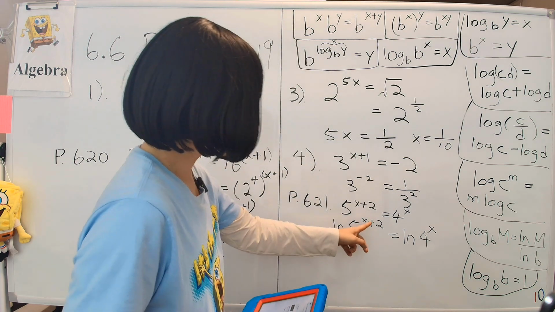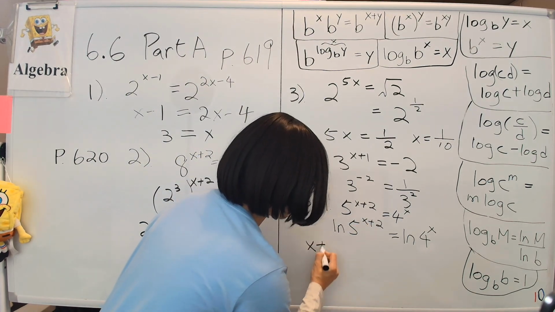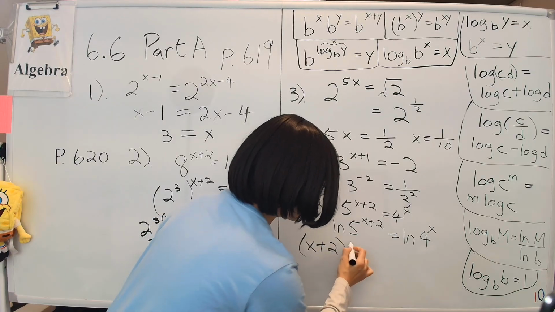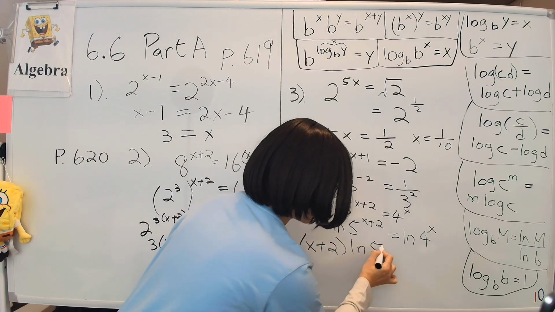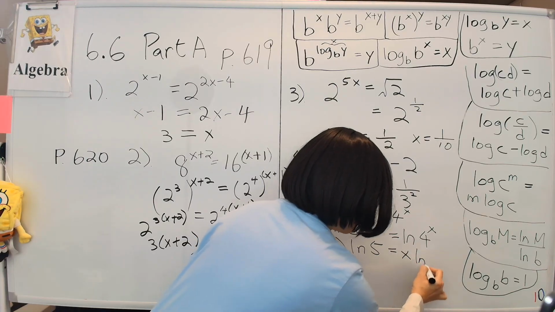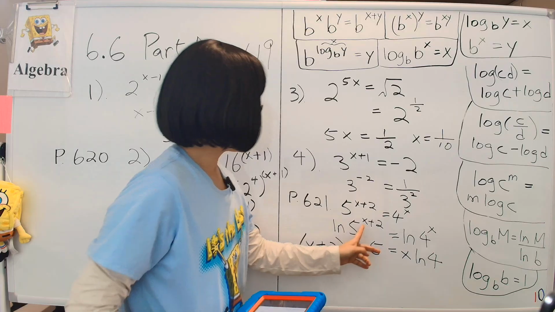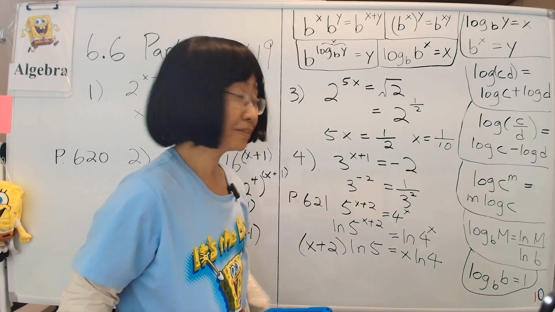And that's what we're going to do. Well, so this becomes x plus 2 is now down here. Let's put it in parentheses. Okay, natural log of 5 equals, x goes in front, x natural log of 4, and we're following this rule right here. The fact that the exponent is x plus 2 changes nothing.